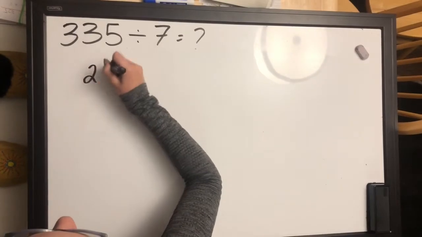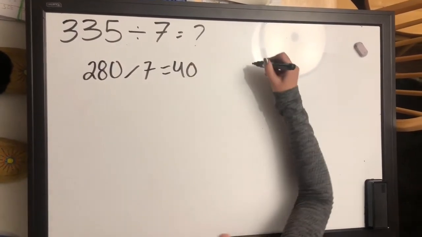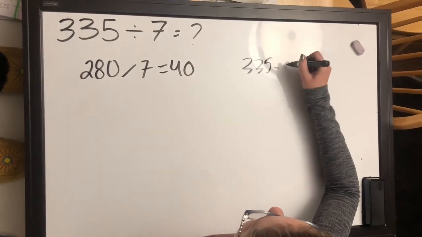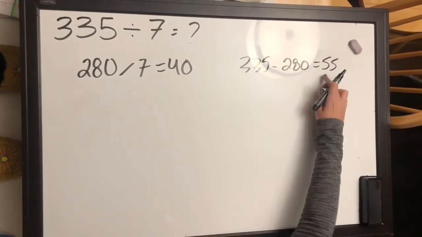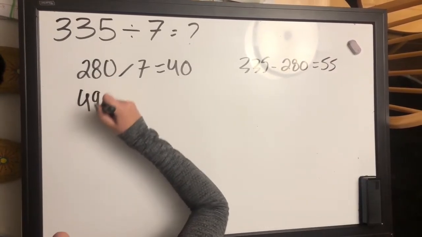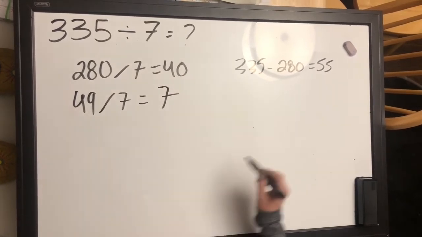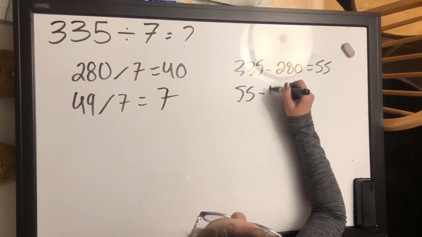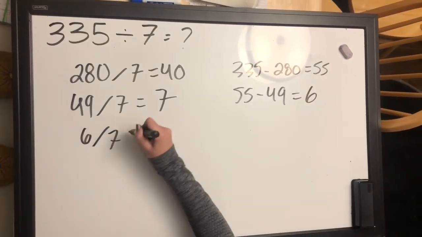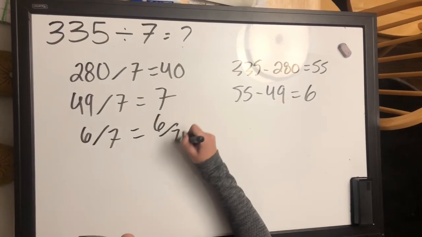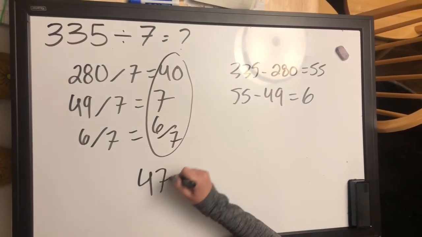Symbolic method, I now know that 280 divided by 7 is 40, so I have to minus this 335 minus the 280, which is going to leave me with 55. I know that from this number, 49 is an easy number to divide out, so I know that 49 divided by 7 is 7. So now I have to minus this 55 minus 49. I'm left with 6. So I have to divide 6 by 7. That's still left in a fraction of 6/7. So I'm going to add these 3 numbers together, and I'm left with 47 and 6/7.